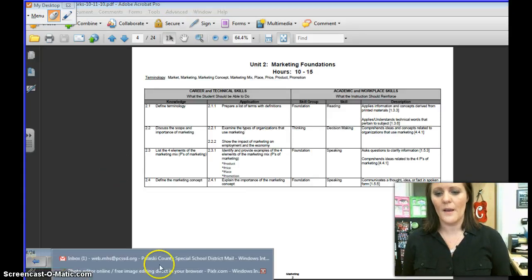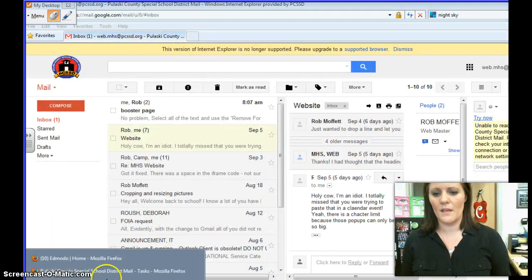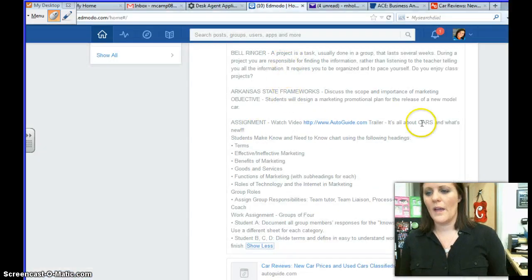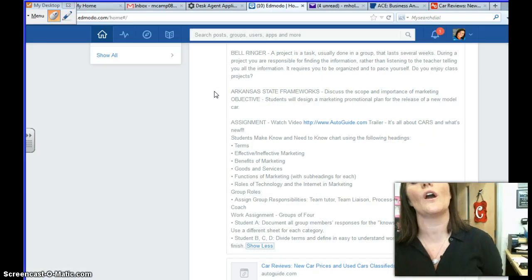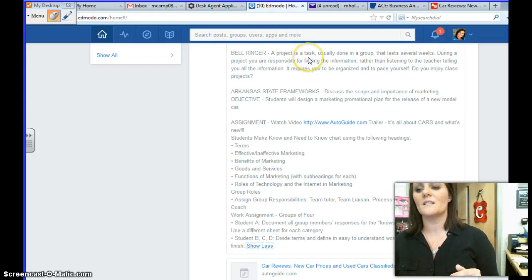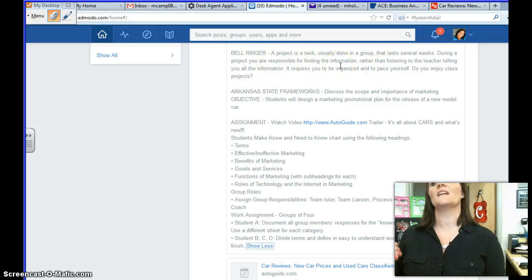Let's look at Edmodo. Ignore my email and my task. Okay, so your bell ringer today, I'm basically introducing you that we are going to be working on a project over the next few weeks. A project is typically a task that is given to you and is done in a group setting that lasts several weeks. During a project, you are responsible for finding the information rather than me standing up and giving you.